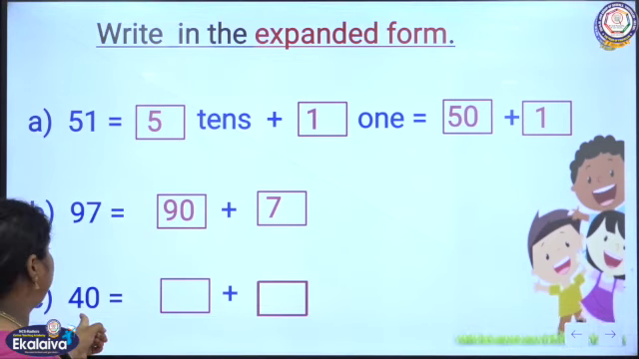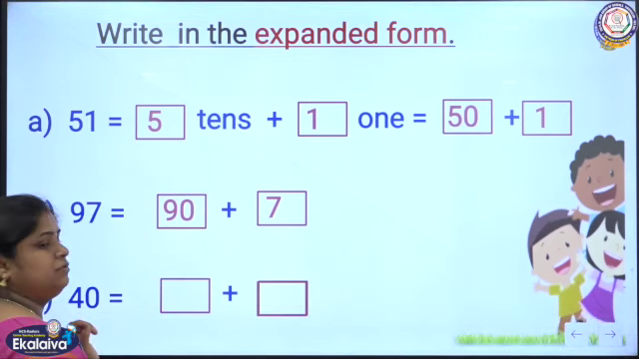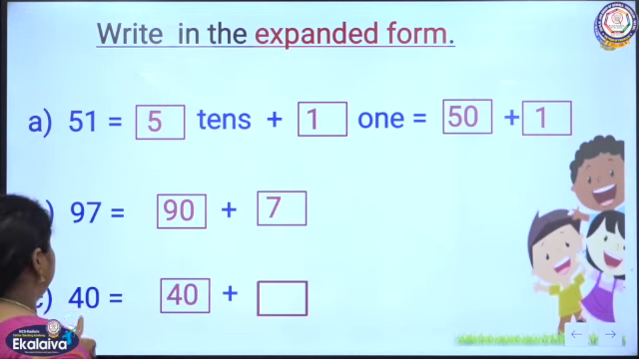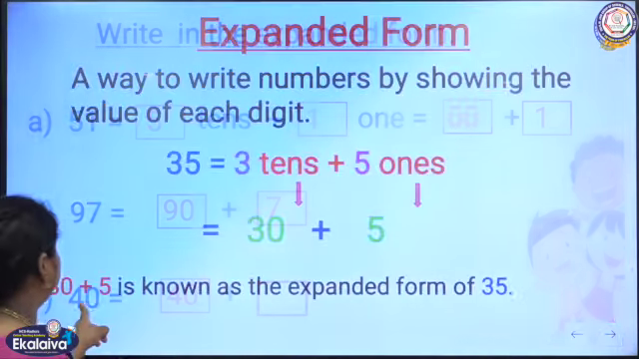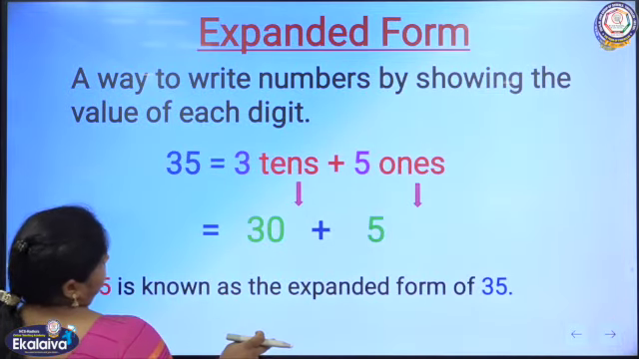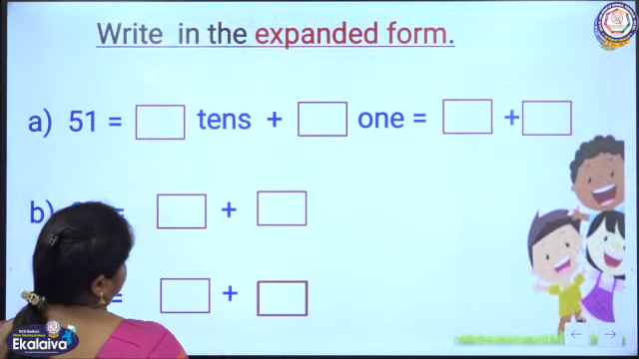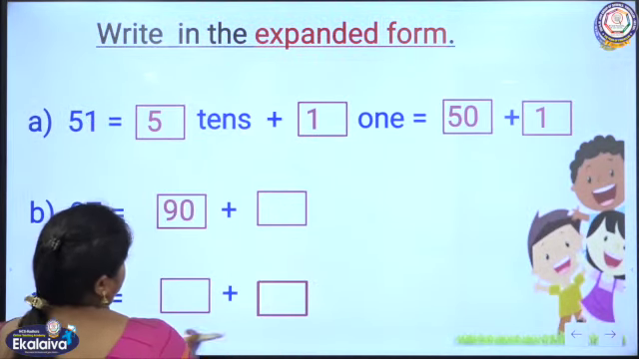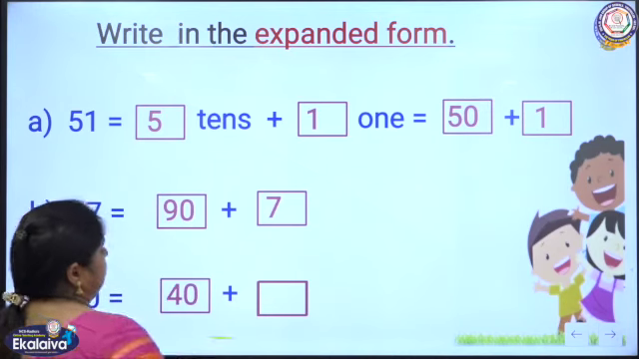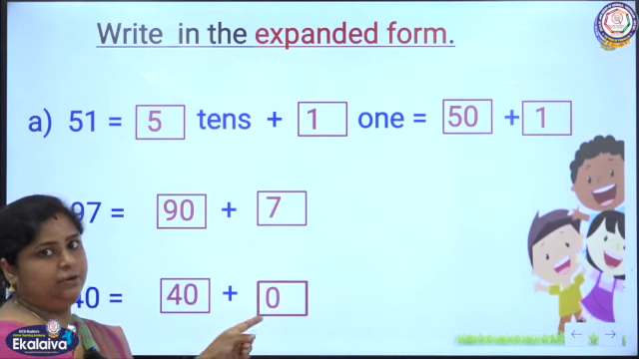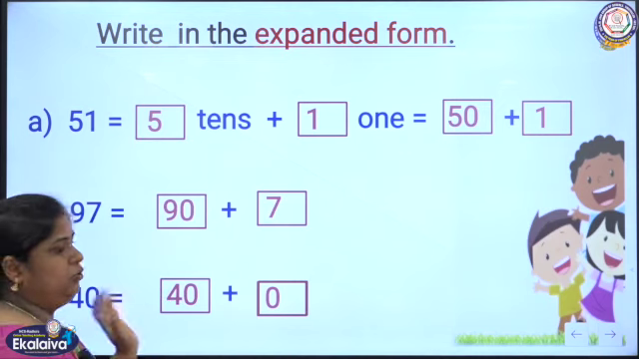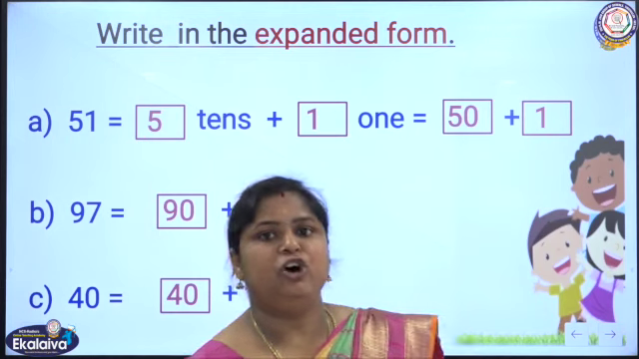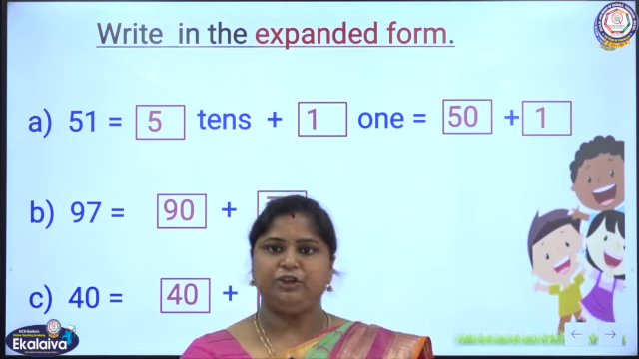See the next sum, 40. See the tens value 4. So 4 tens. 4 tens makes 40 and 0. So 40 plus 0. Okay. Are you all clear with this? Okay. With this we can end. I hope that you all have understood these topics. Thank you so much, children.